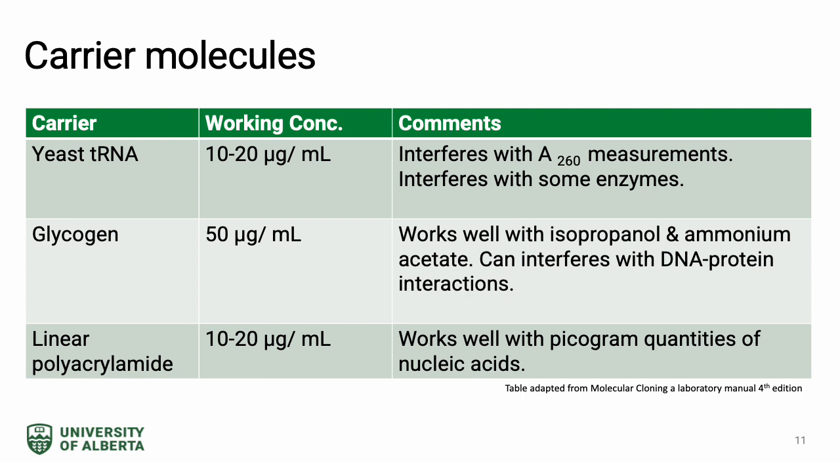Carrier molecules are added to nucleic acid precipitations to enhance yield. These substances are insoluble in alcohol and trap nucleic acids when they are centrifuged. Common carriers are yeast transfer RNA, glycogen, and linear polyacrylamide. The table on this slide outlines their use.